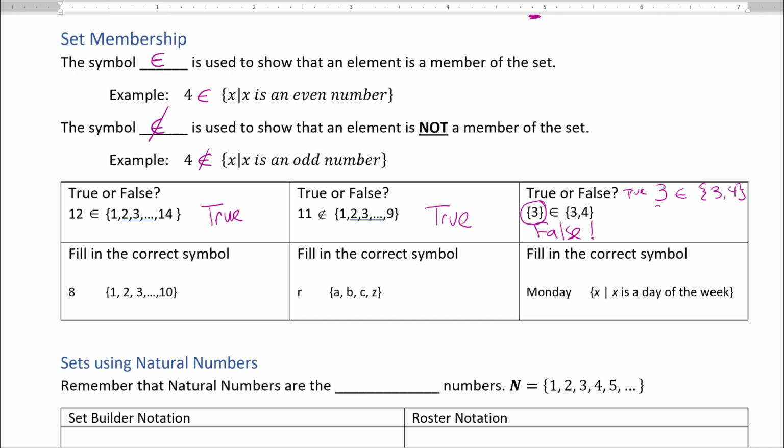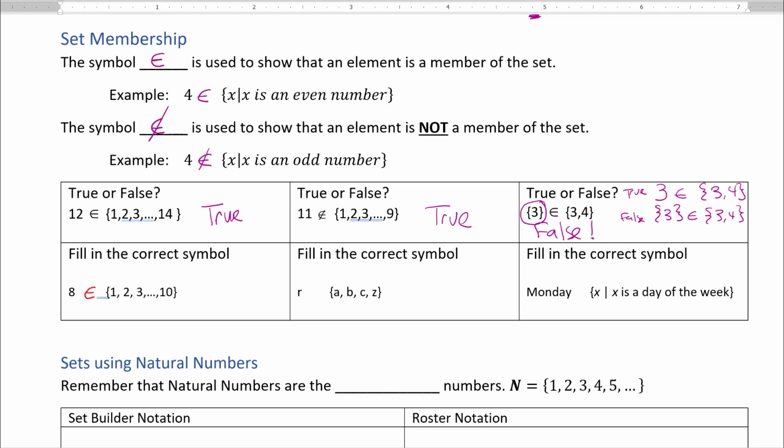But if it's the set of 3 is an element of the set of 3 and 4, this is false. You can't have a set being an element of another set. That doesn't make any sense. Next, I want you to actually fill in yourself. So 8. Is 8 an element of 1 through 10 or not? Well, it looks like it is because it belongs in between 1 and 10 and it's a whole number.